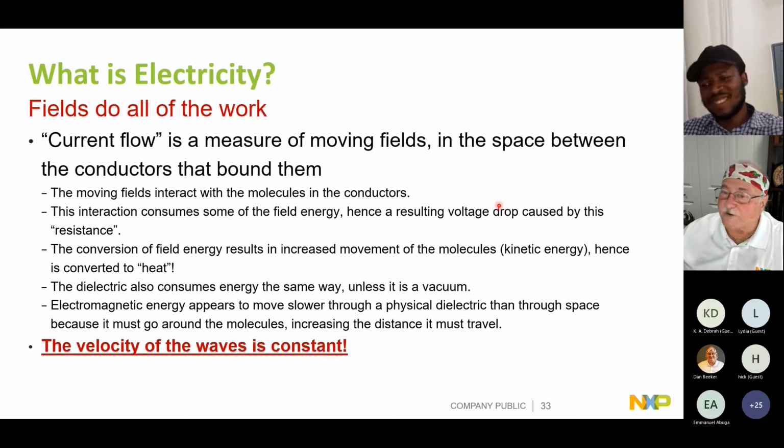Once it gets into the atmosphere, there is a higher density of molecules, so it appears to move slower, but it has to go around all the molecules in the air, so the travel time is longer because it has to go farther. And when you get into a printed circuit board, the molecular density is even higher, so it takes even longer to go through it. So it seems to move slower, but it's always moving at the speed of light. And the distance it travels is determined by the structure of the medium that it's moving through.